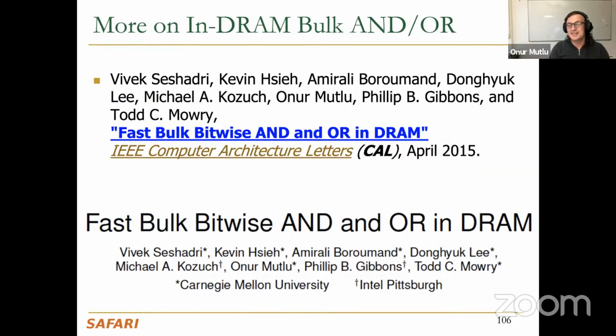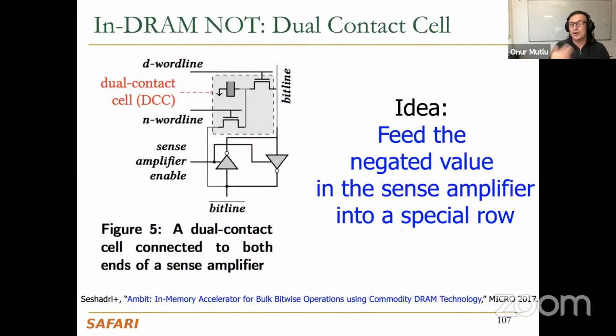I'm not going to go into detail, but this was fast bulk bitwise AND and OR. You can also do NOTs. NOT is a little bit more disruptive, let's say. If you activate a row, the complement of the cell is on the other side of the sense amplifier. You activate one cell, the bit line stores the value of the cell, and the other side of the sense amplifier, the cross-coupled inverter, has bit line bar, meaning the complemented value. So you already have the inverted value somewhere, except in existing DRAM you cannot connect it back to the same subarray. And that's what the Ambit paper does.